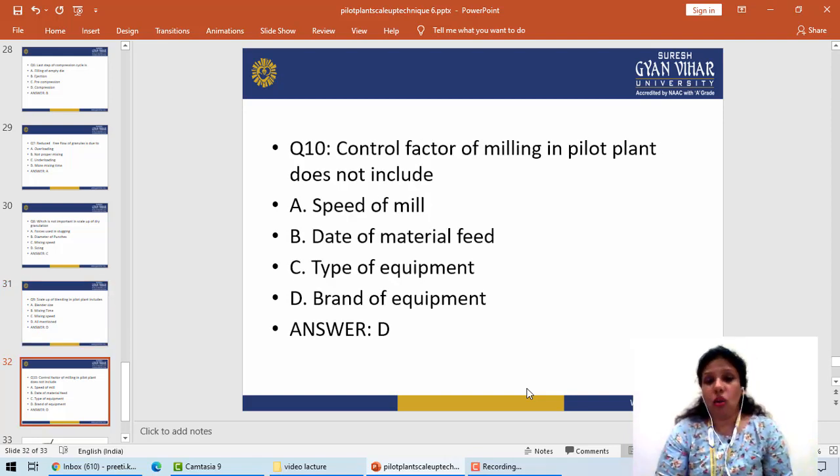Next question is, control factor of milling in pilot plant does not include. Milling is being discussed here, so you should focus that the milling control factor does not include speed of mill, rate of material feed, type of equipment, and brand of equipment. Obviously speed is important, rate of material feed is important, type of equipment is important, but brand of equipment is not so important. So answer D is the correct one.